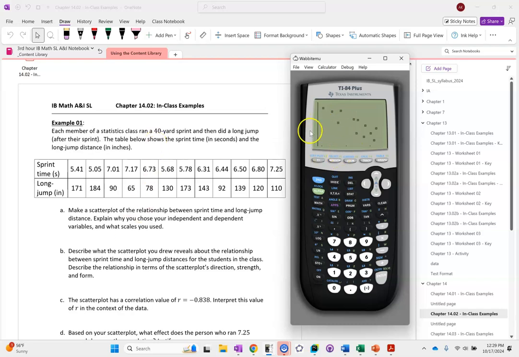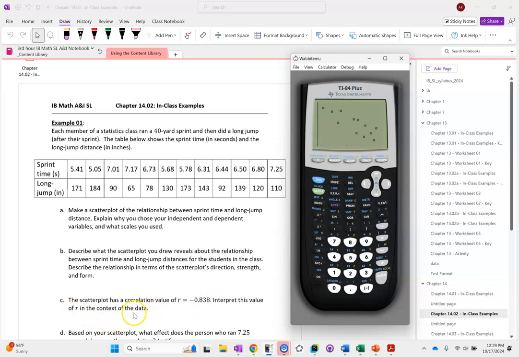Negative. Form. Strength. I'd say moderate to strong. Yeah, this is probably strong. Not very strong, but strong. It says that the scatter plot has the value of negative 0.838. That's pretty good.